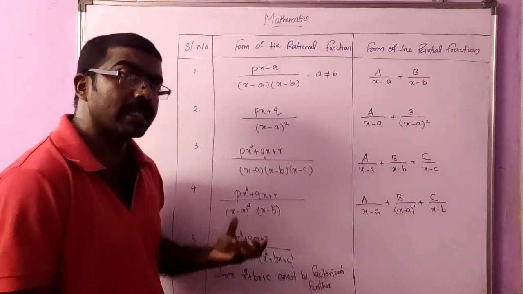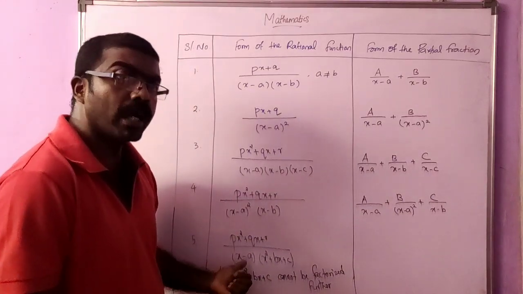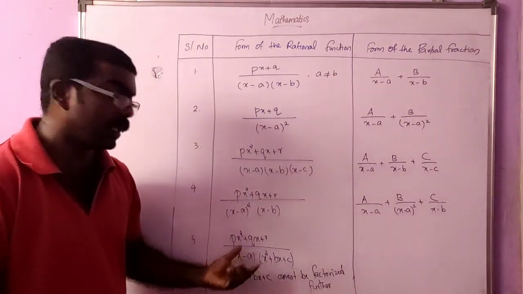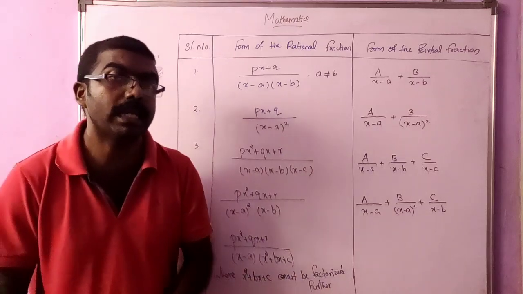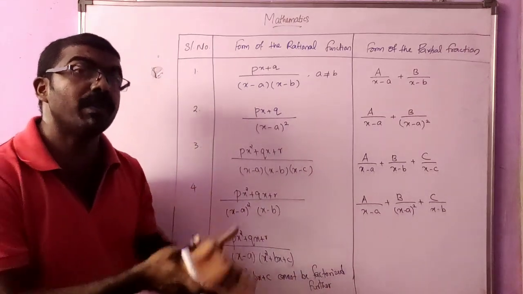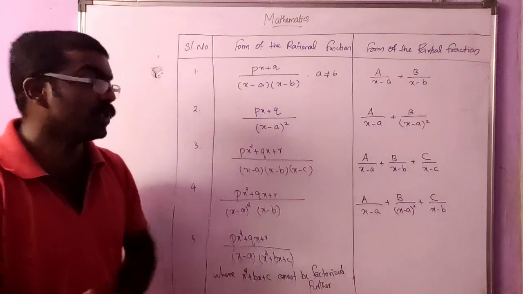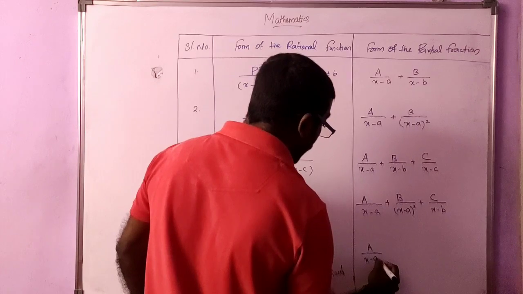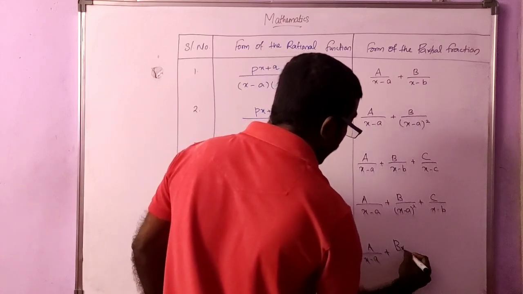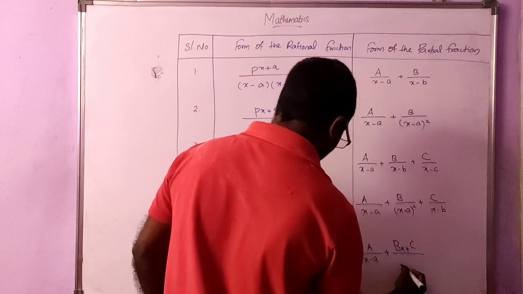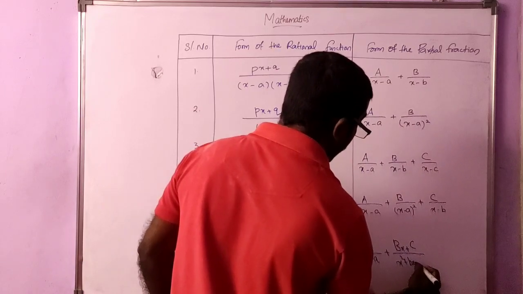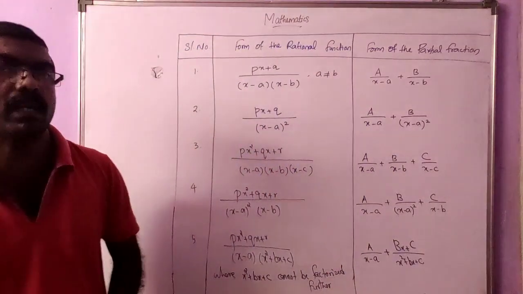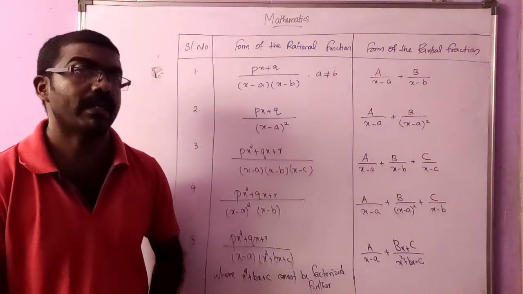So if the denominator consists of one linear factor and one quadratic factor, here x minus a is a linear factor and the second one x square plus bx plus c is a quadratic factor which cannot be factorized further. In this situation, we can convert it into a partial fraction as a by x minus a plus bx plus c divided by x square plus bx plus c. Okay, so these are the 5 different forms in partial fractions.